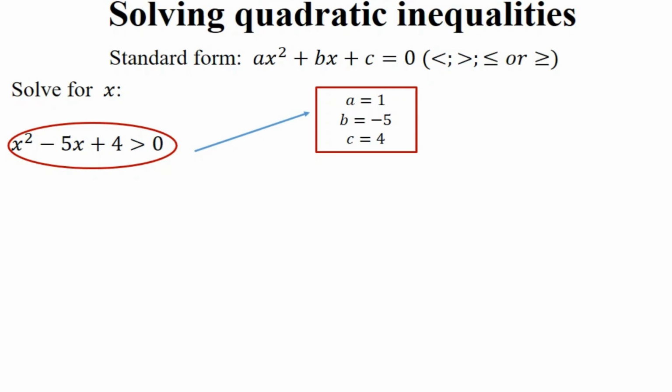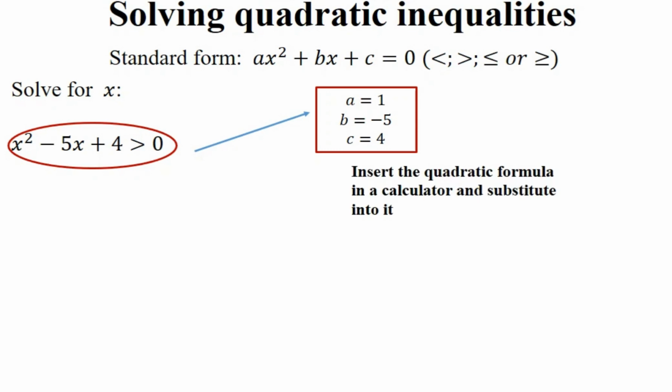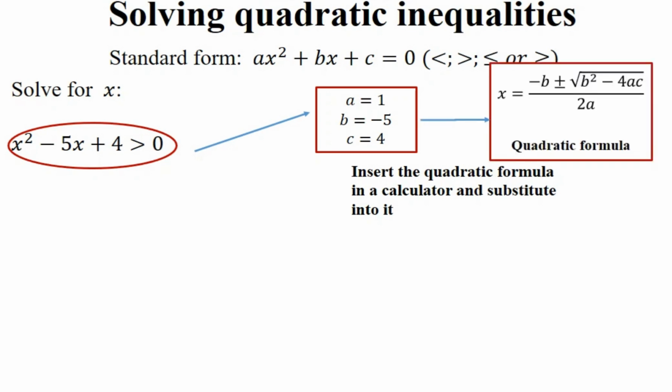After having the values of a, b, and c, learners, we insert the quadratic formula in the calculator and substitute. So this is the quadratic formula that you are using. It will then give you the values of x as x is equal to 1 or x is equal to 4. We call these values of x the critical points.